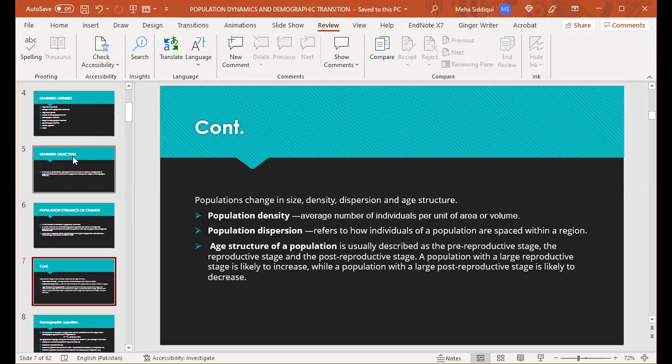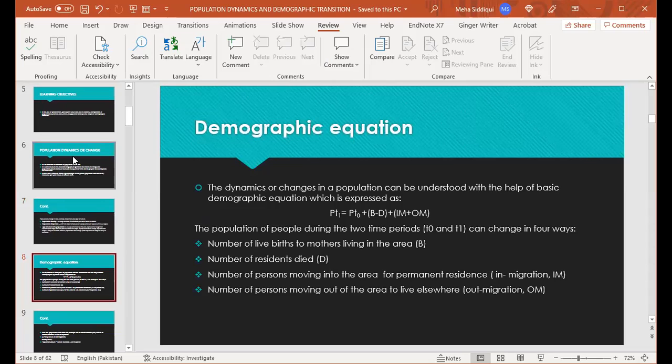An age structure of a population is usually described as the pre-reproductive stage, the reproductive stage, and the post-reproductive stage. A population with a large reproductive stage is likely to increase, while a population with a large post-reproductive stage is likely to decrease. Now, demographic equation.